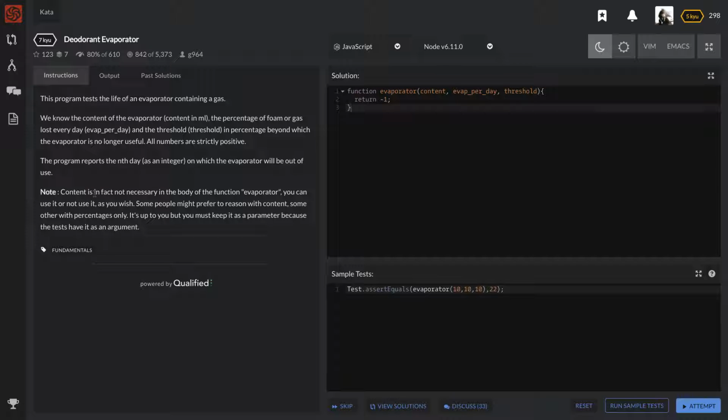Content in note. Oh, okay, here's a note. Content is in fact not necessary in the body of the function evaporator. You can use it or not use it as you wish. Some people might prefer to reason with content, some others with percentages only. It's up to you, but you must keep it as a parameter because the tests have it as an argument. Okay, cool. So that's a little bonus that we got. They didn't have to tell us that, but they did.